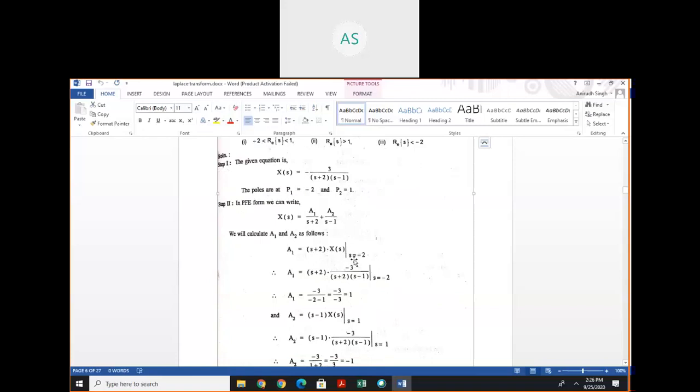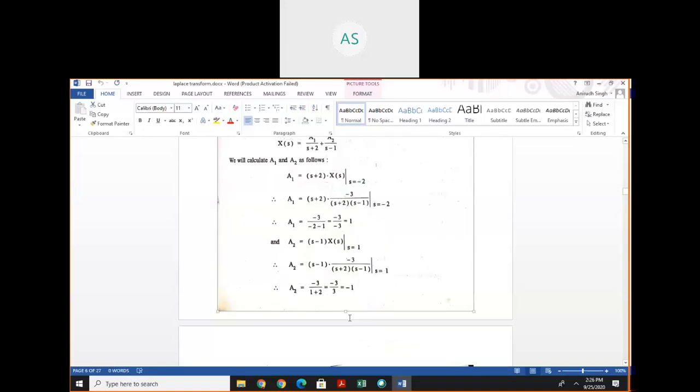In the next problem, find the inverse Laplace transform of X(s) equal to -3 divided by (s + 2)(s - 1). First case, when the ROC is between 1 and -2; second, when the ROC is greater than 1; and third, when the ROC is less than -2. Let us first consider the first case.